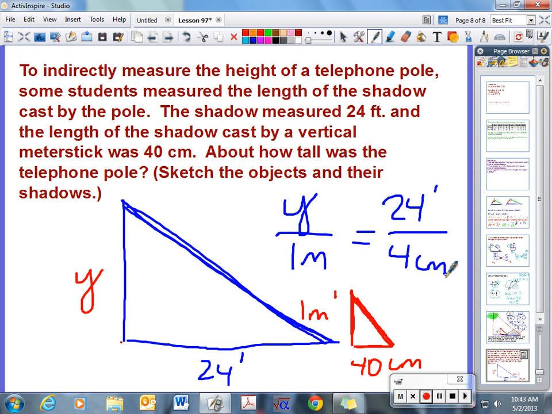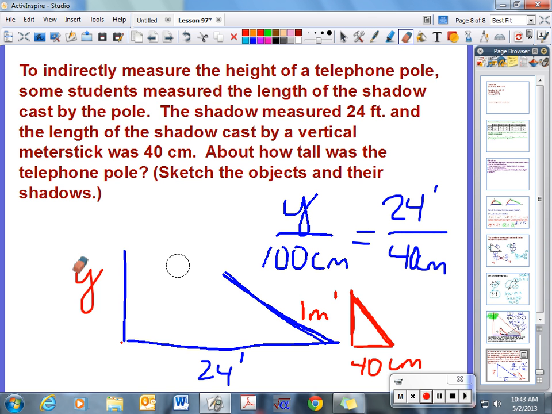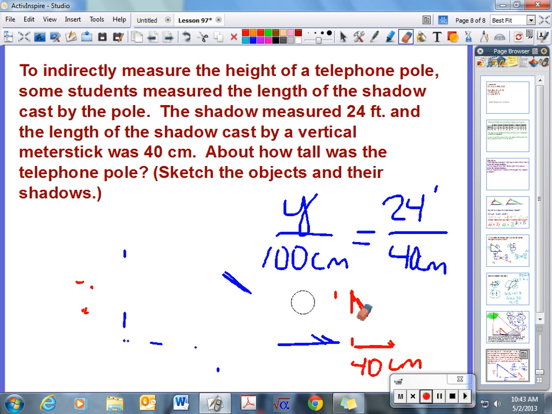Now, I've got one issue here, and that is that our meters and centimeters are in different units. So what you need to do is change those to the same units. We know that a meter is 100 centimeters. So let's just go ahead. I didn't write the 40 in there, did I? Let's make that 100 centimeters. Then we can use our cross products. Let me get rid of my triangle here. Kind of running out of room today.